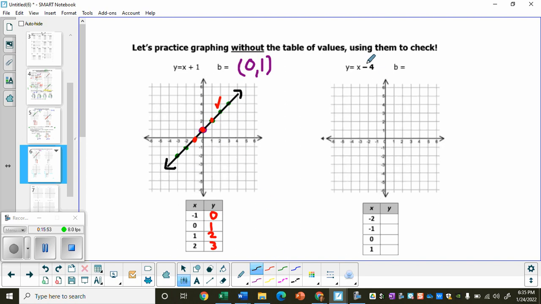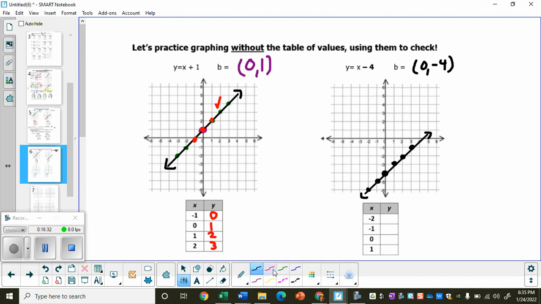All right, now let's do x minus 4. If this one has a plus 1, it crosses above the origin. Now the minus 4, it's going to cross below the origin at 0, negative 4. All right, so I'm going to start there. And then my staircase, 1 over 1, 1 over 1, 1 over 1. I could go down and back, down and back. All right, cool, let's connect. All right, draw my little arrows. Move my line slightly, it's kind of off. All right, so you guys should have this line now in your notes.